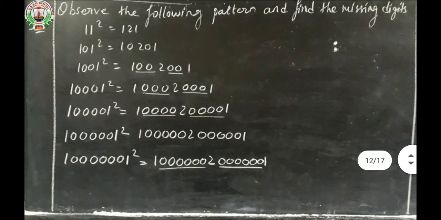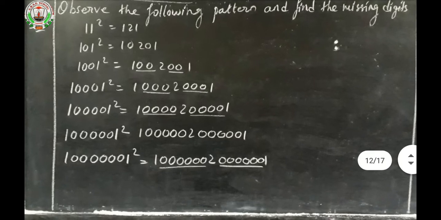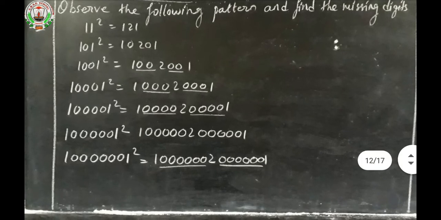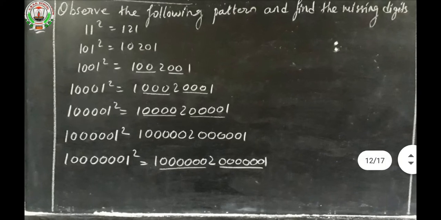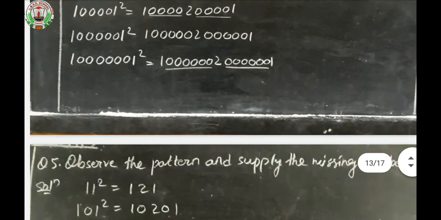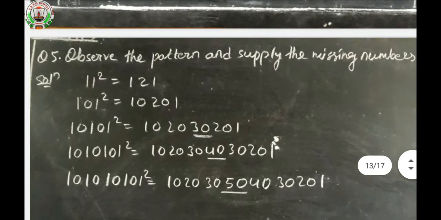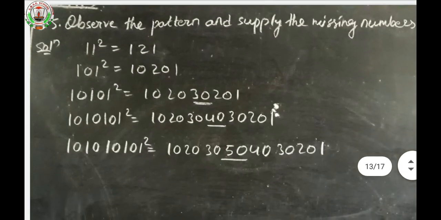1002001. In the same way, if 3 zeros are there between 1 and 1, then in the answer also 3 zeros will be there. Similarly 4 zeros, 5 zeros, 6 zeros, 7 zeros, like that. This question depends on the number of zeros. If the number of zeros is increased on the left hand side of the number, the same number of zeros will be increased on the right hand side of the answer. Clear? Fifth question is also the same as question number 4.